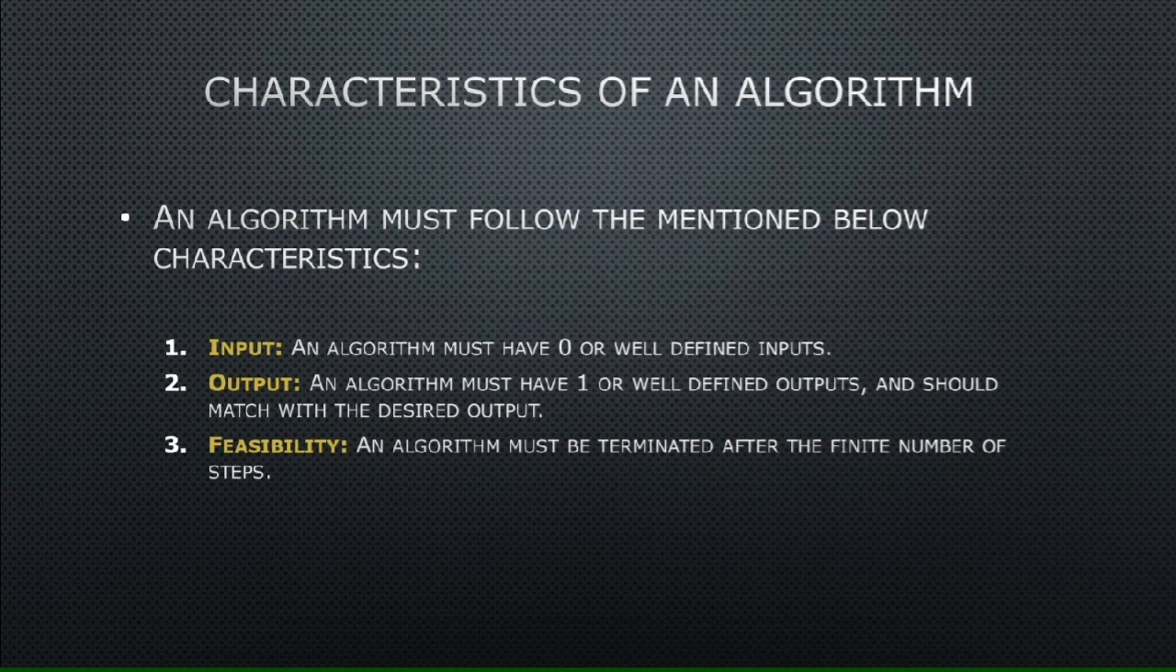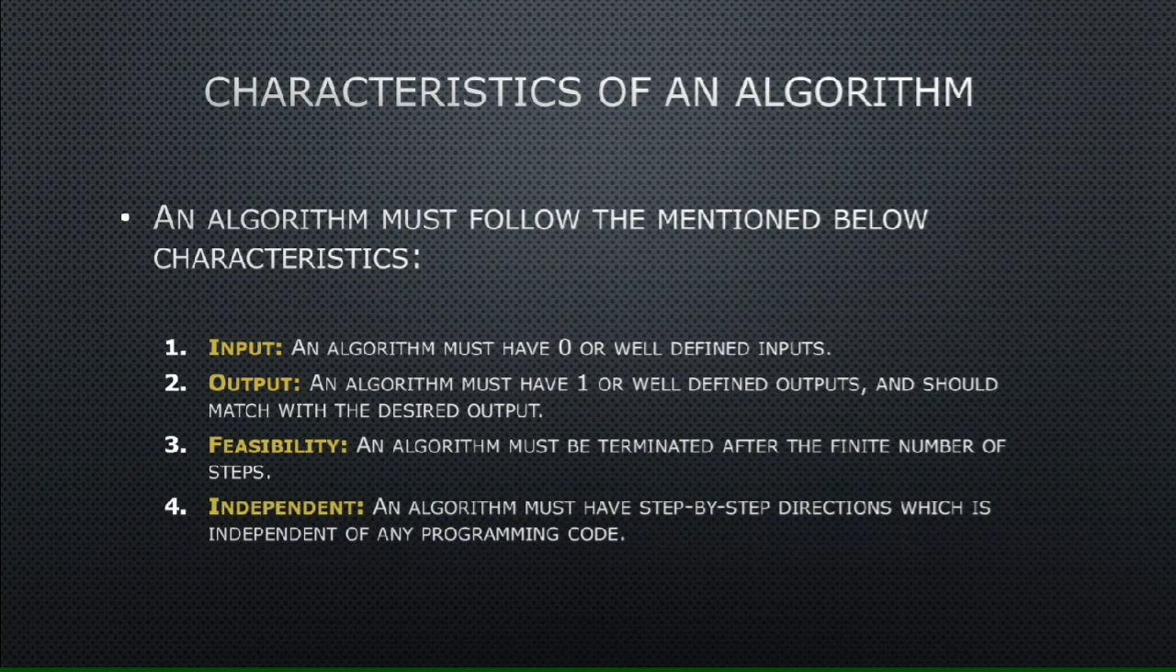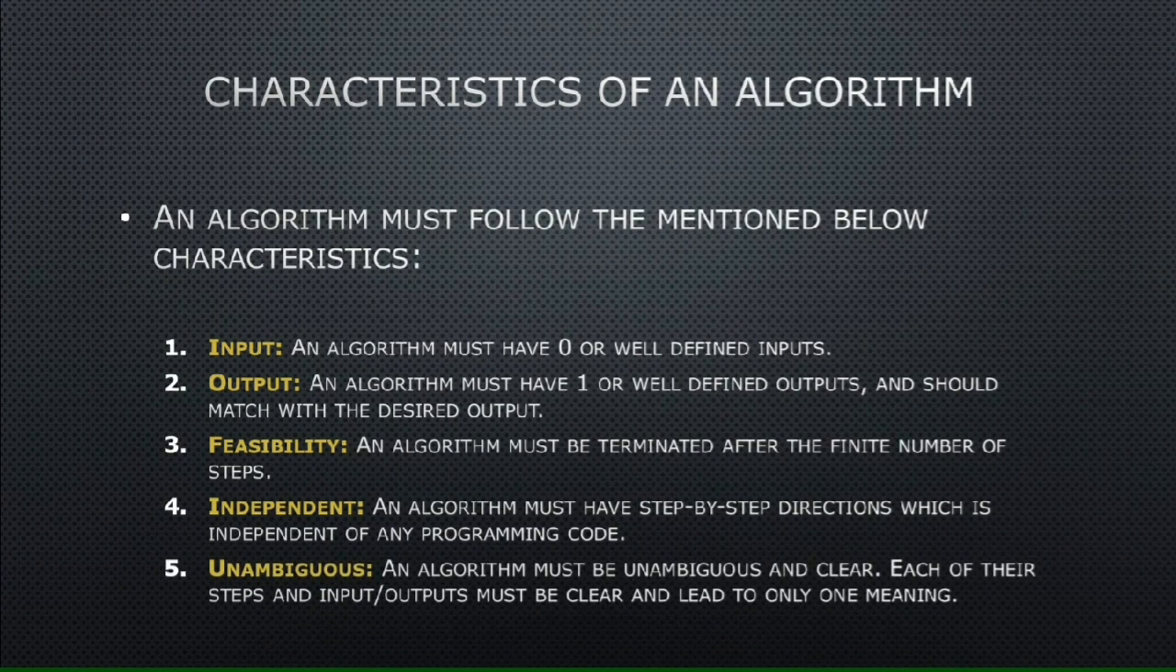Fourth one is independent, which means the algorithm must have step-by-step directions which are independent of any programming code. The last is unambiguous, which means an algorithm must be unambiguous and clear. Each of its steps and input-outputs must be clear and lead to only one meaning.